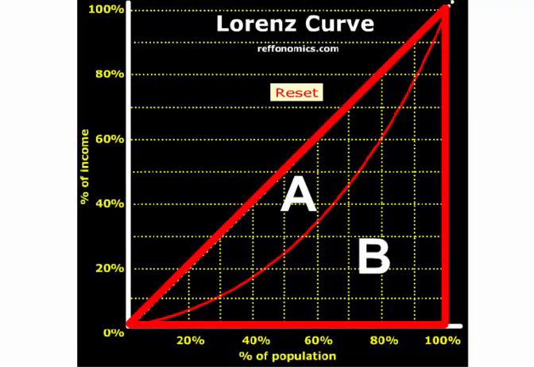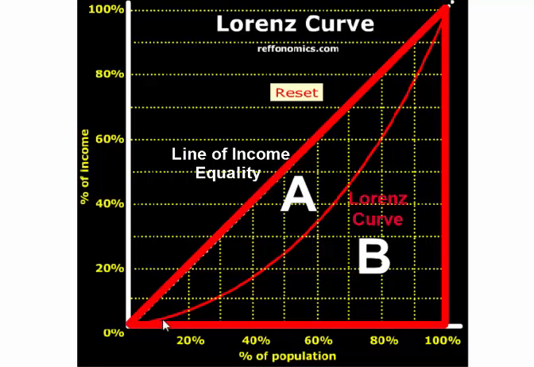The area between the line of perfect income equality, which is this line here, and the Lorenz curve is A. So the Gini index is A, and the area underneath the Lorenz curve is B. So the Gini coefficient is A divided by A plus B.